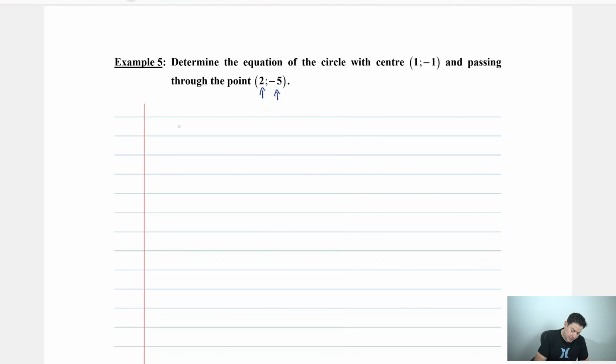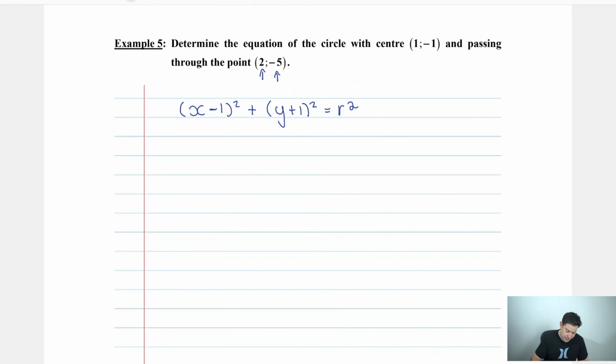First step is we're going to write the equation in standard form. So we're going to write it as (x - 1) all squared, remember, opposite sign for our circle center, and (y + 1) squared equals r squared. So we've got the equation, we just need to solve for r.